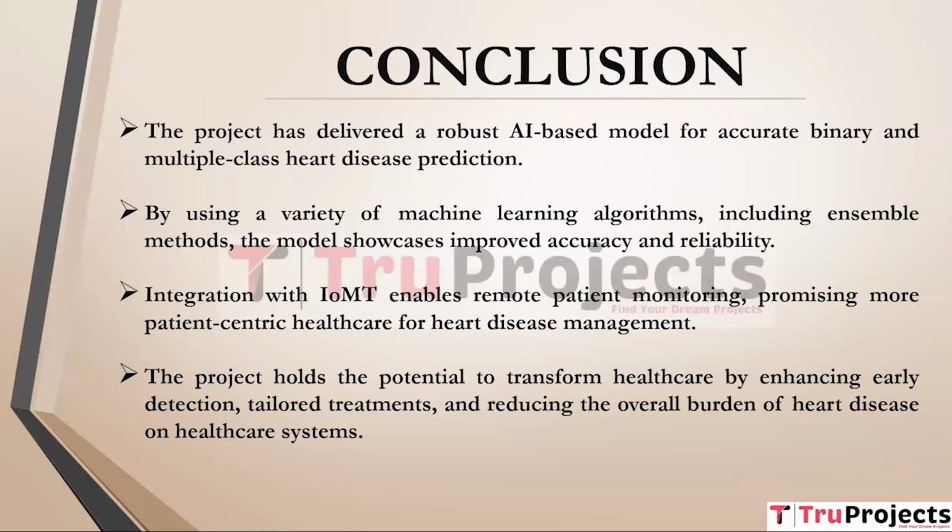Conclusion of the project is, the project has successfully developed a sophisticated AI-based prediction model that excels in both binary and multiple class classification of heart disease. This achievement marks a significant advancement in accurately diagnosing and assessing the severity of heart conditions. By leveraging a diverse set of machine learning algorithms including SVM, random forest, decision tree, logistic regression, KNN, XGBoost, GNB, GBT, and ensemble methods, the project has demonstrated the power of algorithmic diversity in improving prediction accuracy and robustness.